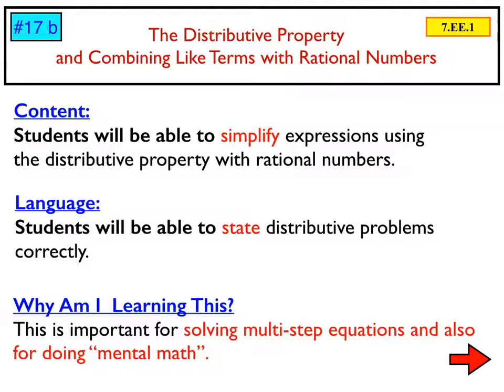Today, lesson 17b, the distributive property and combining like terms with rational numbers. This would be the third time this year that we've returned to the idea of the distributive property, and after using the distributive property in some problems, combining like terms. Today the focus, though, is on positive and negative fractions involved within these types of ideas. So today you'll be simplifying expressions using the distributive property with rational numbers, our focus being fractions, and state distributive property problems correctly. And then, as usual, we have a why am I learning this?